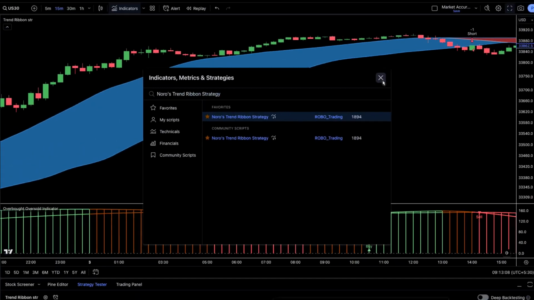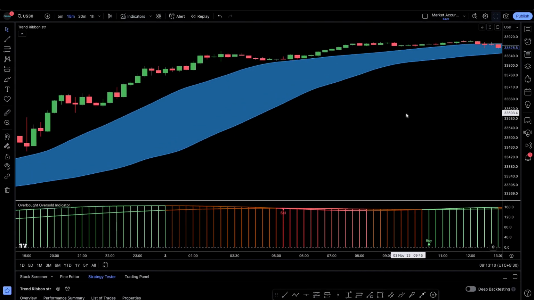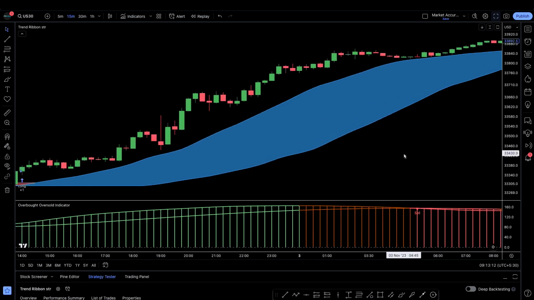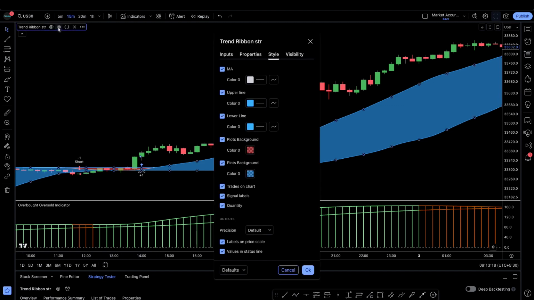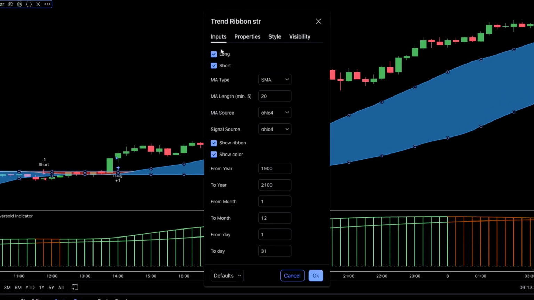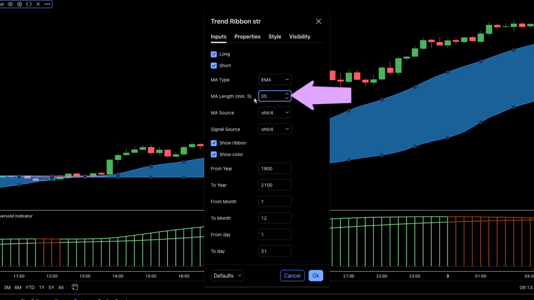Let's see how this indicator is supposed to work. This indicator is useful in identifying the trend. We'll change settings for precision and to make it easy to understand. To modify settings, click on the Settings tab. First go to the Input tab, MA type option and change SMA to EMA. Then change MA length from 20 to 35.